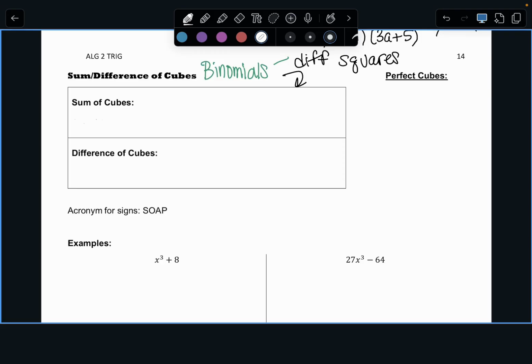Okay, if we remember, for a difference of squares, we had A squared minus B squared. So a sum of cubes is going to be something cubed plus something cubed. We'll get A cubed plus B cubed. We're starting with a perfect cube plus a perfect cube. For difference of cubes, A cubed minus B cubed. Before I talk about these patterns, let's talk about what numbers are perfect cubes, like what numbers I should be looking out for to use this factoring pattern.